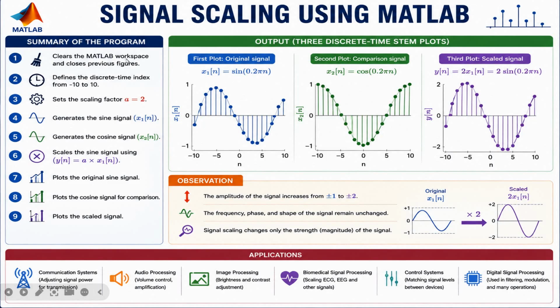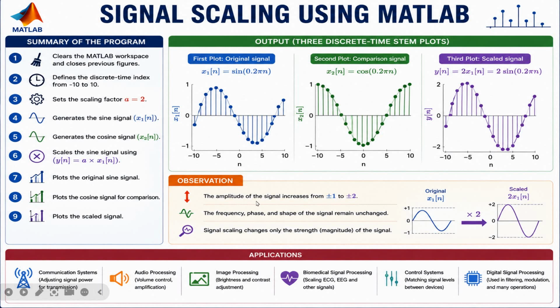And here, this is the summary of the program. It will clear the MATLAB workspace and close the previous figures. Then it will define the time index. It will set a scaling factor alpha equal to 2, or A equal to 2. Then we generate the sine signal x1 of n, and next the cosine signal x2 of n. After that, we plot the original signal, plot the cosine signal for comparison, and then plot the scaled version.